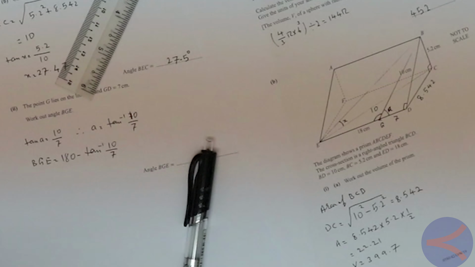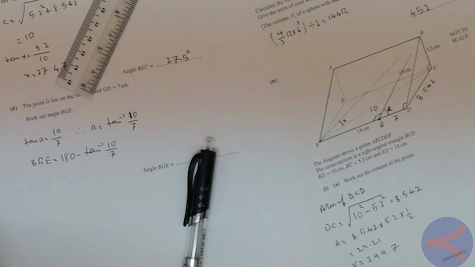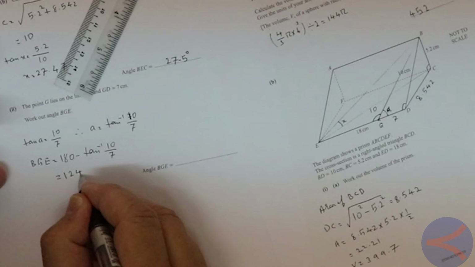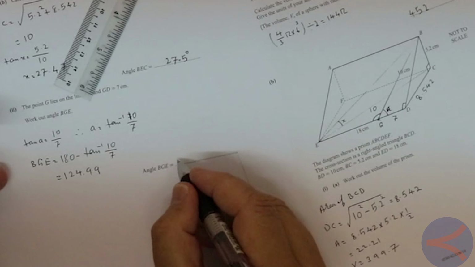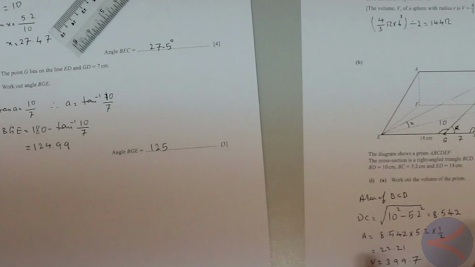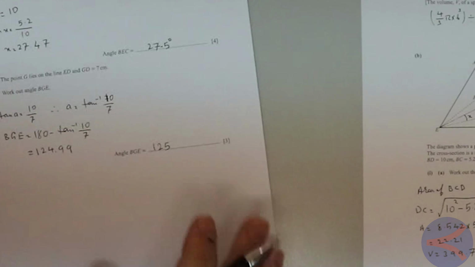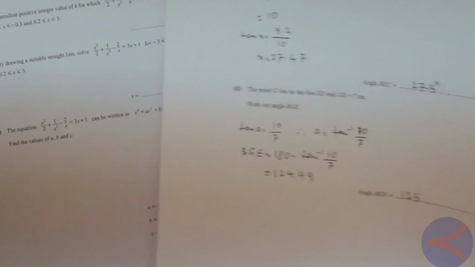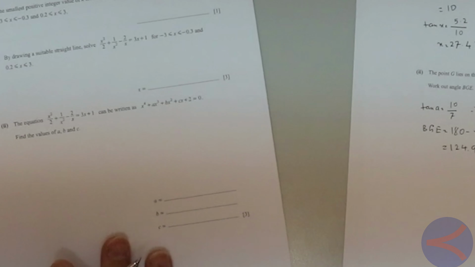Just put everything in the calculator and see what we are going to get. 180 minus tan inverse 10 over 7. We are going to get 124.99. Therefore this is 125. Therefore this is also question 4. Now we go for page 10.